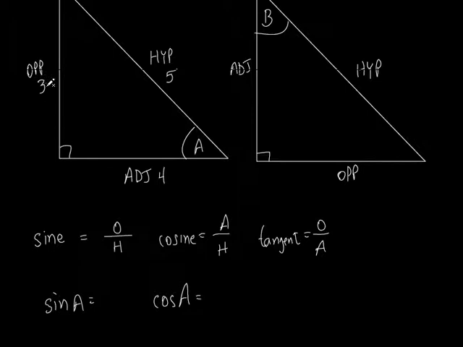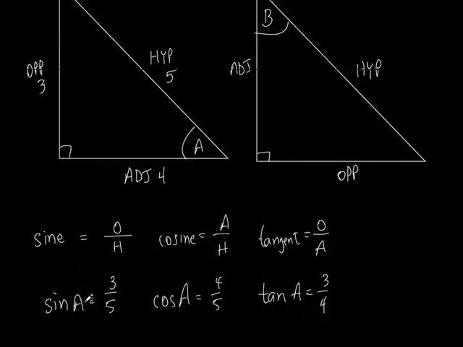Okay? So watch. What would the sine of this angle be? It would be opposite over hypotenuse, so 3 over 5. What would the cosine of this angle be? It's the adjacent over the hypotenuse. It'd be 4 over 5. Good. What would the tangent of angle A be? The opposite over the adjacent, which is 3 over 4. Okay? You with me on that?